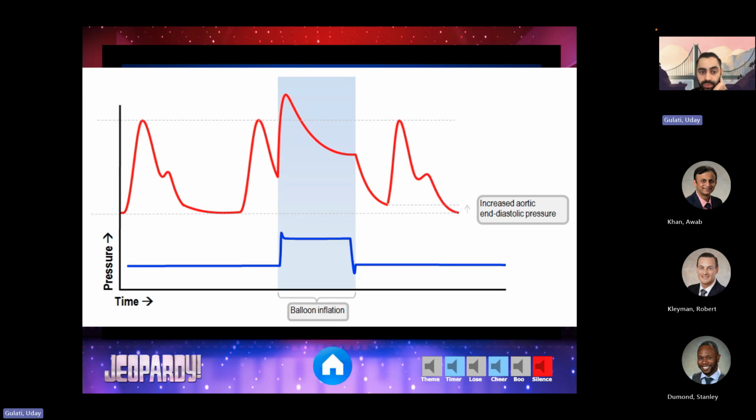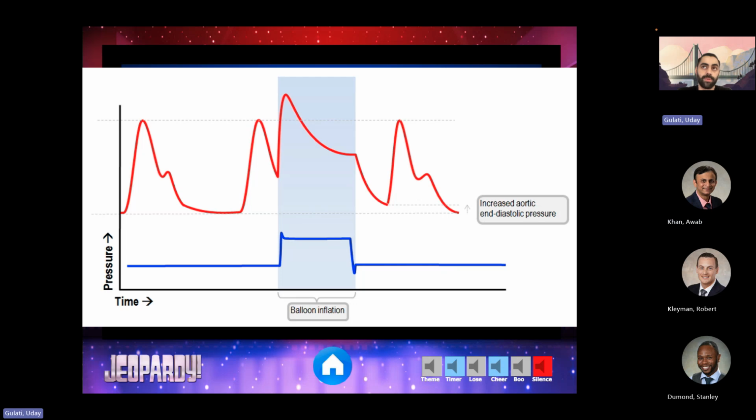Does anyone know what's worse? Just going back to the previous question, early inflation or delayed inflation? I'd say delayed inflation. If you have delayed inflation, you're just not getting the same diastolic augmentation that you would like, right? You're not getting the same increase in coronary perfusion.